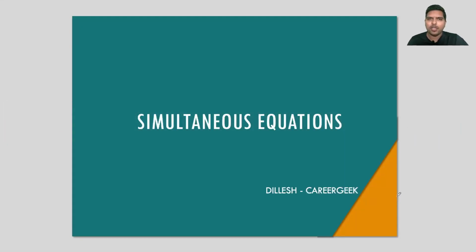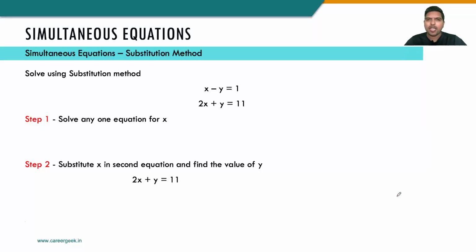Hi, so we'll solve simultaneous equations. Now, what are simultaneous equations? It is when you have two variables, right? And you have two equations. Basically, to solve two unknowns or two variables, you will need to have two equations.